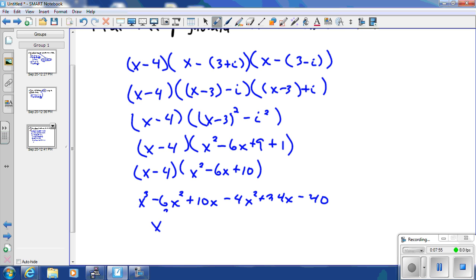So x cubed minus 6x squared plus 10x, and now distribute the minus 4: plus 24x, and then minus 40, and combine like terms. We get x cubed, minus 10x squared, and then 24x plus 10x is 34x, and we have the minus 40. And there we have that one.